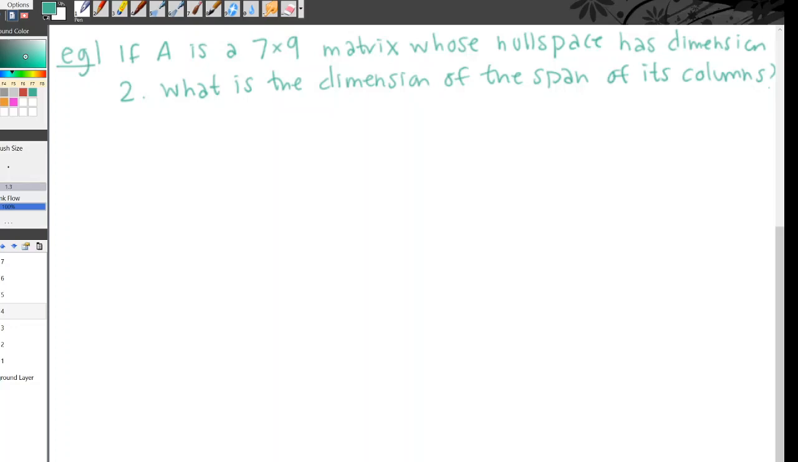So the rank nullity theorem tells us that we want to look at the total number of columns in our matrix, so that's 9, and that number is going to tell us the sum of the rank and the nullity. So the null space has dimension 2, so that means that the nullity of this matrix is 2, and then we want to figure out what the rank is, because that's what they're asking, right? They're asking, what's the dimension of the span of the columns? That's the same as the rank.